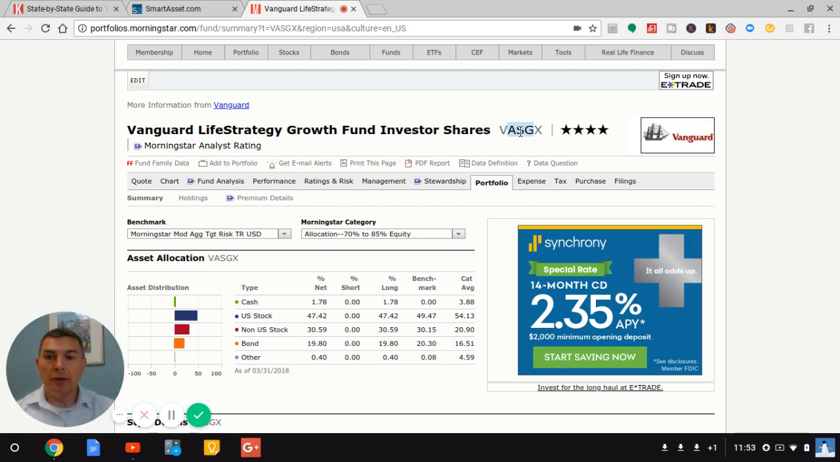All right, so anyway, let's look at this. This is the Vanguard Life Strategy Growth Fund Investor Shares. Investor just simply means that at Vanguard, they have investor share classes and admiral share classes. The investor share class just means it costs a little bit less. So let's go over to quote. We're going to start here. I've got to show where I'm at here.